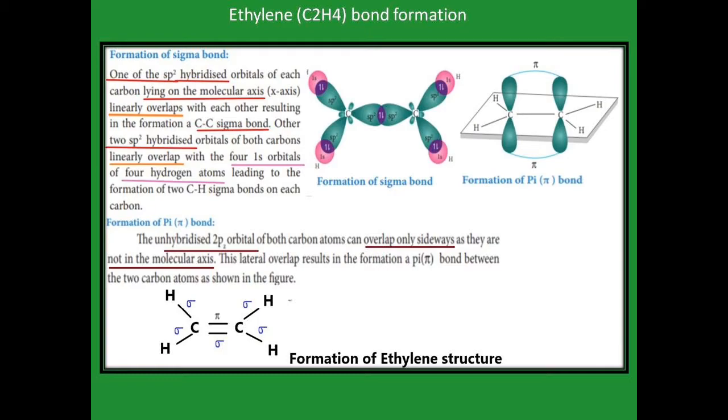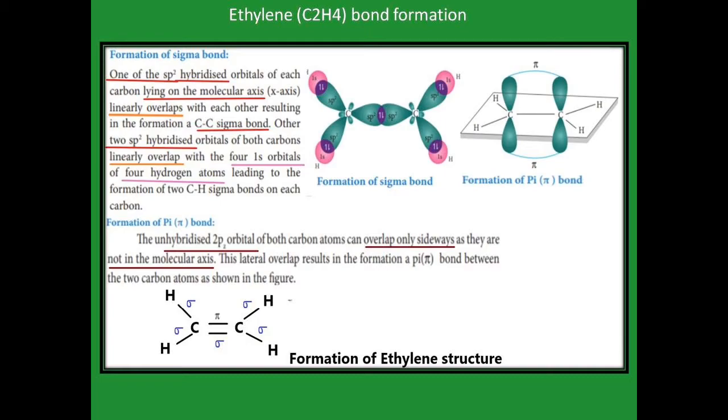Then the molecular axis: one of the sp2 hybridized orbitals lies on the molecular axis of the 2 carbons. They combine linearly and form the sigma bond. In the same way, the other 2 sp2 hybridized orbitals of each carbon linearly overlap with the 1s orbital of hydrogen. See the rose color, the 1s orbital of hydrogen, ma. They also form the sigma bond.